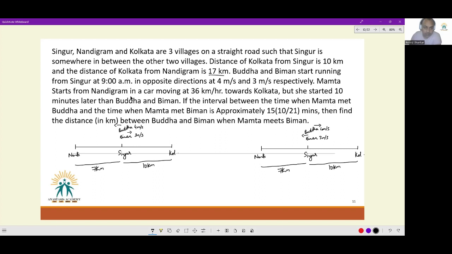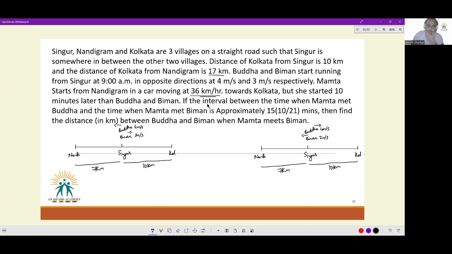Mamta starts from Nandigram in a car, going at 36 kilometers per hour towards Kolkata. But she started 10 minutes later than Buddha and Biman. Now, another thing that has triggered in my head: distance is in kilometers, and the speed of Mamta is in kilometers per hour. I should ideally convert this speed, because 4 meters per second and 3 meters per second don't blend very easily with kilometers per hour. The number in kilometers per hour is going to be fractional.